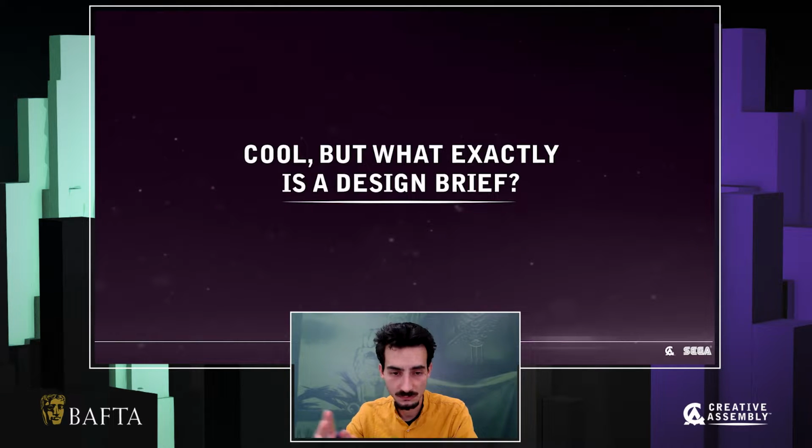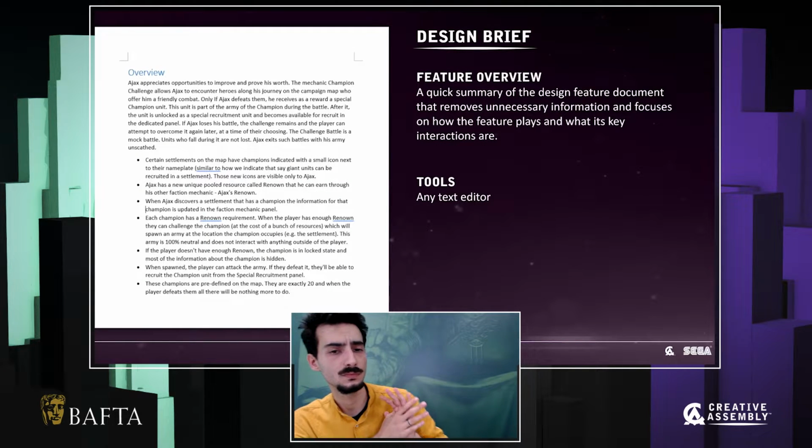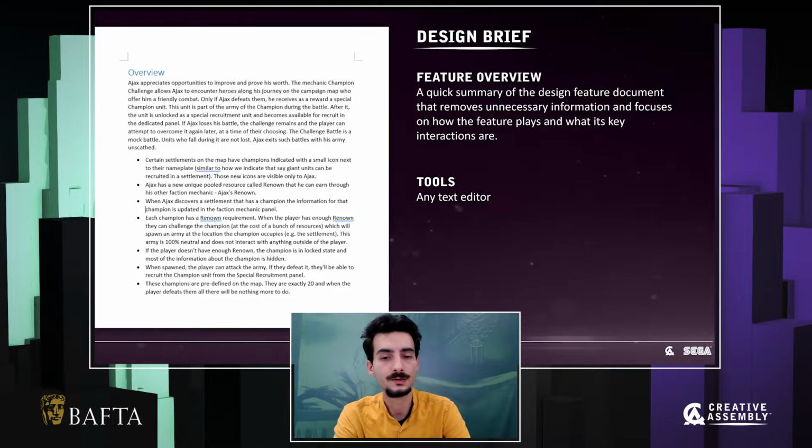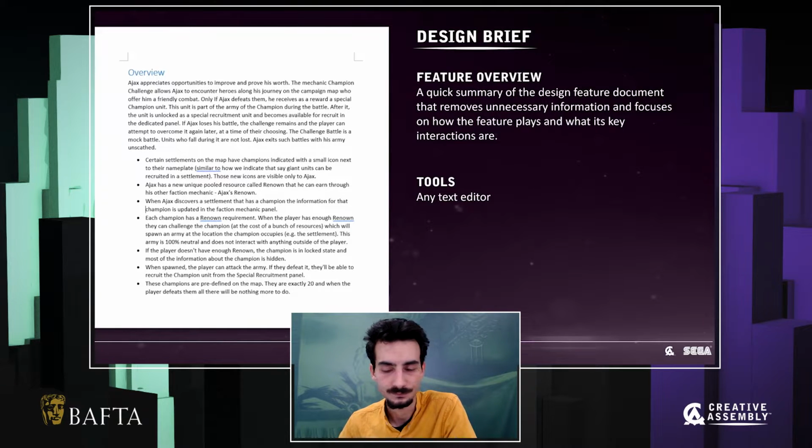So let's look at the tools now. First off, as I said, the most important one, and usually the one that we don't skip, is the feature overview. This is the quick summary of the design feature document that the designer would already have prepared. However, in this one, all of the unnecessary information is removed, and it purely focuses on how the feature plays and what its key interactions are. To produce this, you can use any text editor that you want, Word, Notepad, whatever. Now, why is this important and how does it help us? Basically because it gives us a condensed view of what the UI needs to accommodate.